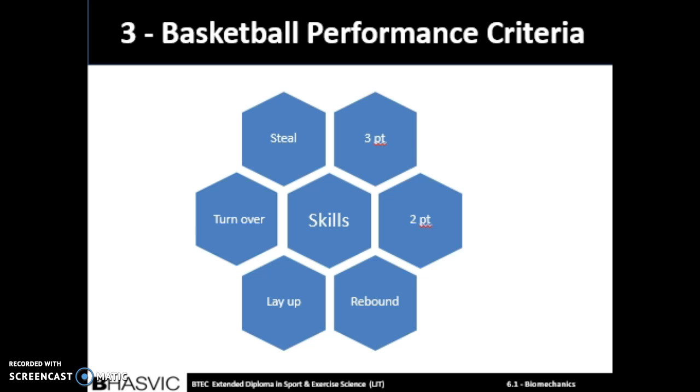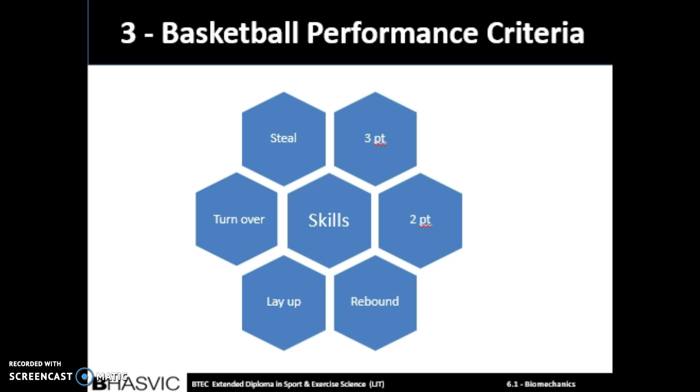A rebound is when a player retrieves the ball after a missed shot. This can be offensive or defensive. The offensive will be if they get their team's rebound, and defensive is if they get the other team's rebound. The next one is a layup. This is a way of scoring a basket. It's scored from inside of the D, and they dribble up to the basket and shoot off the backboard. The turnover is when the ball is legally taken from the opposition team from their mistake.